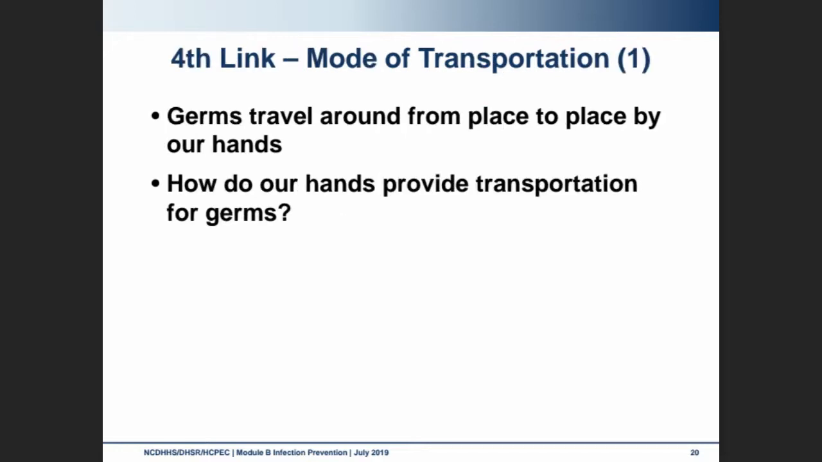The fourth link is the mode of transportation. So mode of transportation, just like it sounds, this is how a germ travels from one place to another. The number one way that harmful germs travel, or any germs travel, is on our hands. So that's why one of the first skills that we learn is proper hand hygiene. It is the number one way to prevent the spread of infection.